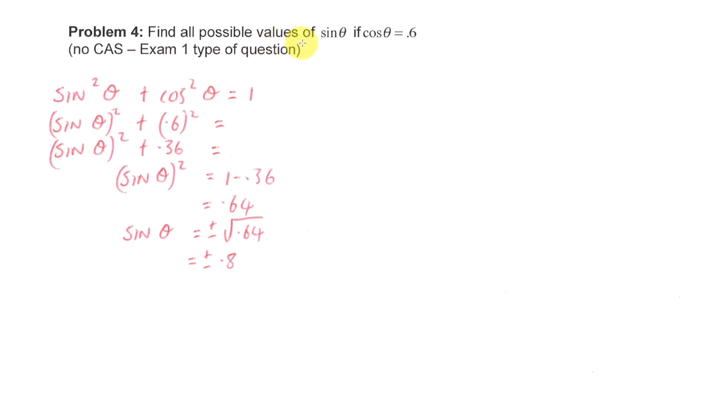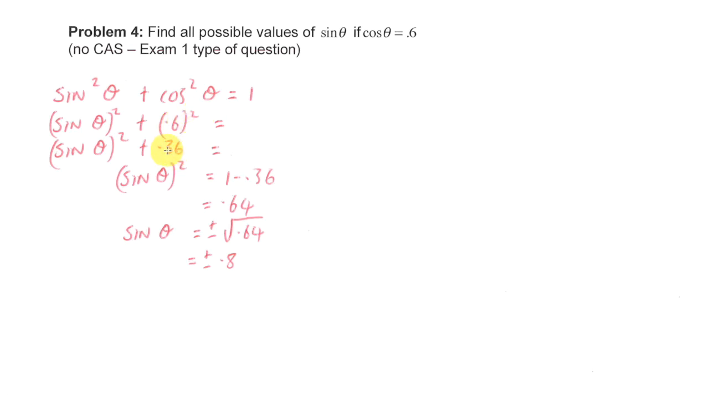Find all possible values of sine theta if cos theta equals 0.6. So sine theta squared plus cos theta squared equals 1. That's our first identity. We know that cos theta is equal to 0.6. So instead of putting in cos theta, I put in 0.6 and that's squared.